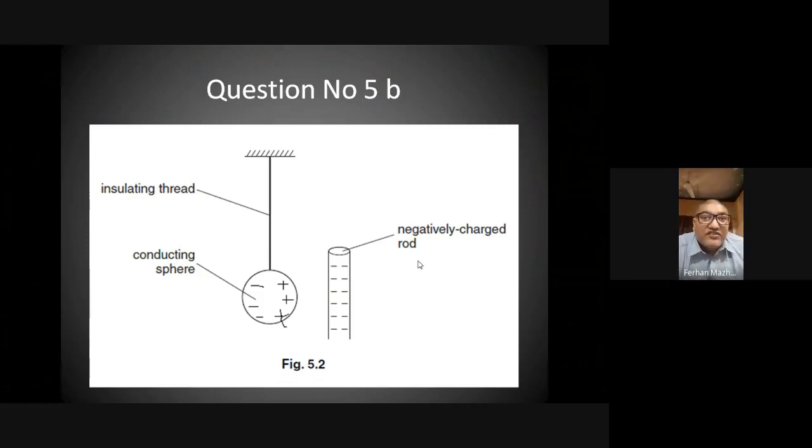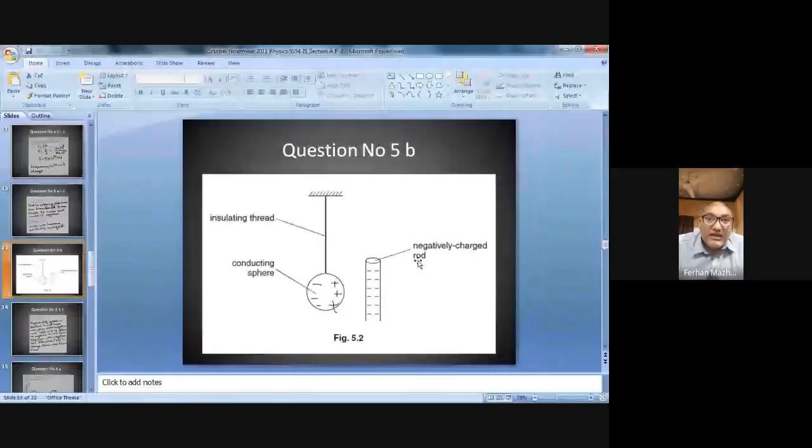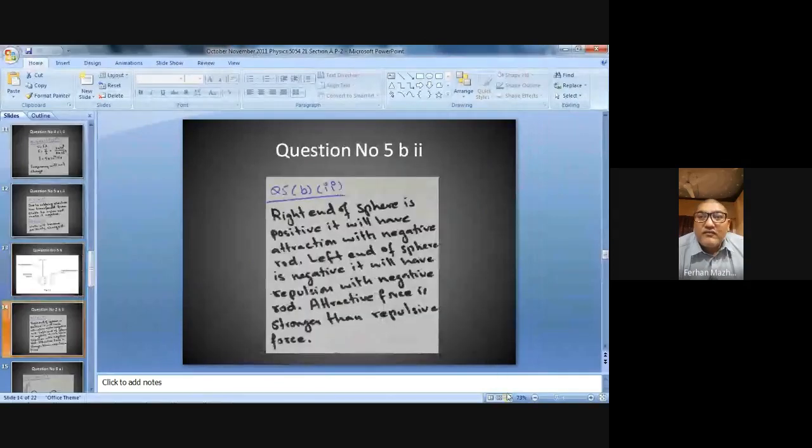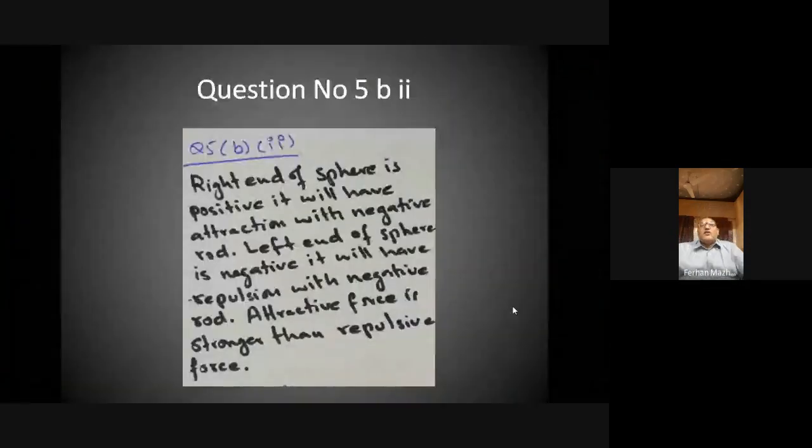So I have written this answer also. Let me show you my answer. And here we go. I've tried to write this answer also. The right end of the sphere is positive and it will have attraction with the negative rod. The left end of the sphere is negative, it will have repulsion with the negative rod. The attractive force is stronger than the repulsive force. The reason is the distance between the positive side of the sphere and the negative rod is smaller. That's why the force of attraction will be larger. The force of repulsion is smaller.